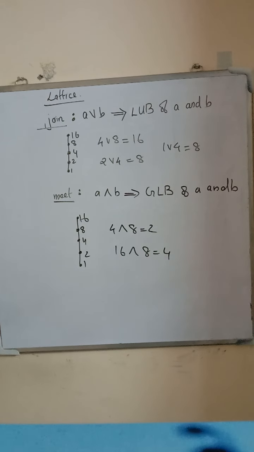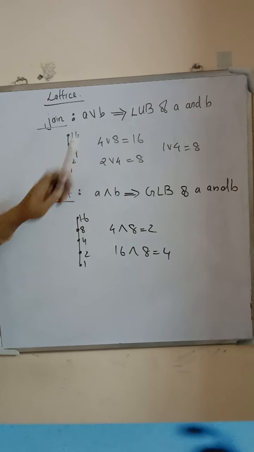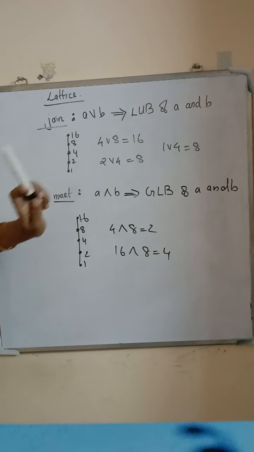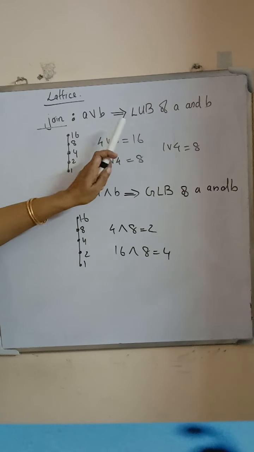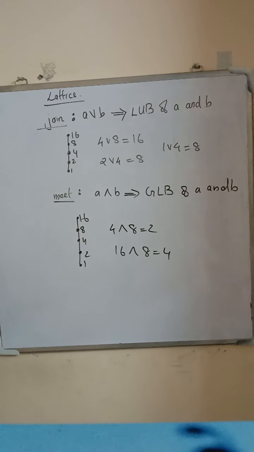Today we discuss the topic lattice. First of all, we define the terms join and meet. Join of two elements: A join B. Read this symbol as A join B. A join B means the least upper bound of the elements A and B.